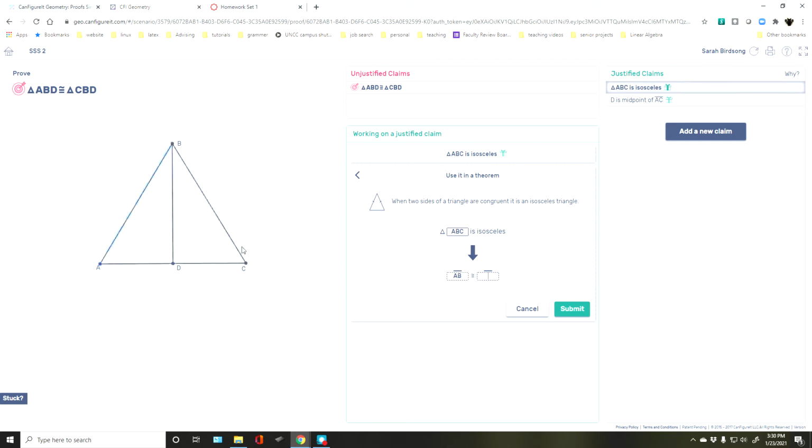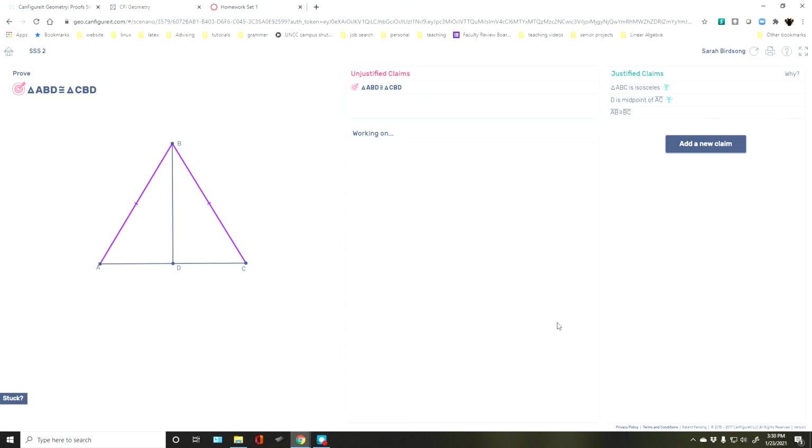Now let's do it the other way. You can also just highlight your line segment, and that's the easiest way to point and click. Okay. Notice at this point, what did we get? We now got that those two line segments were congruent to each other, and it filled in that information on the picture as well as putting it under justified claims. Now, we had an isosceles triangle, and there were two things you could have gotten from an isosceles triangle, so let's go back and look at the other one.